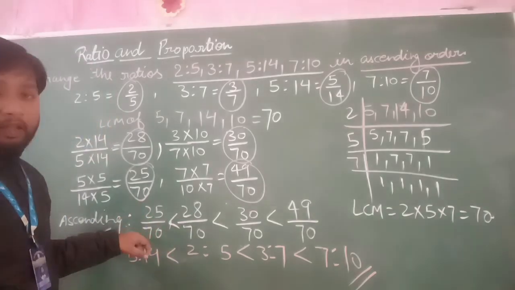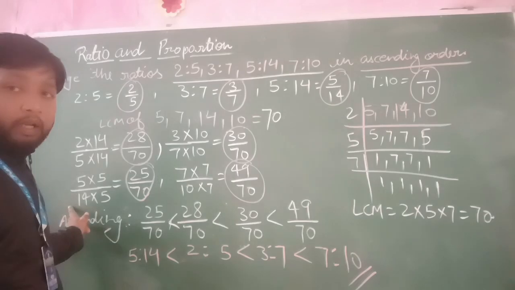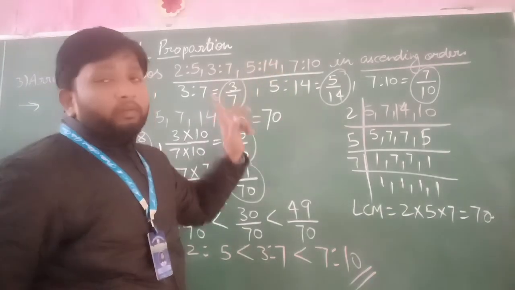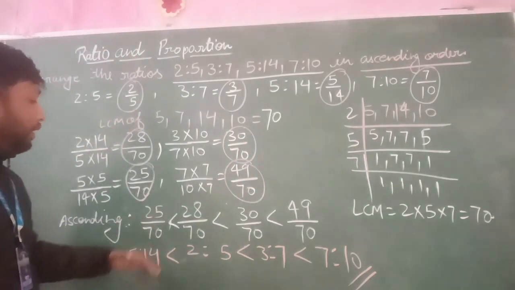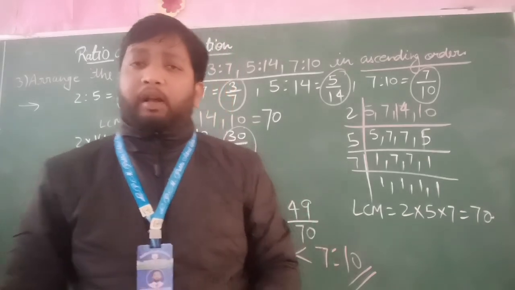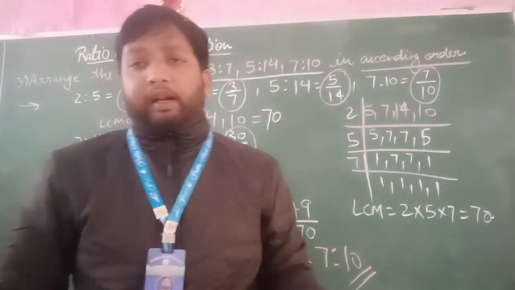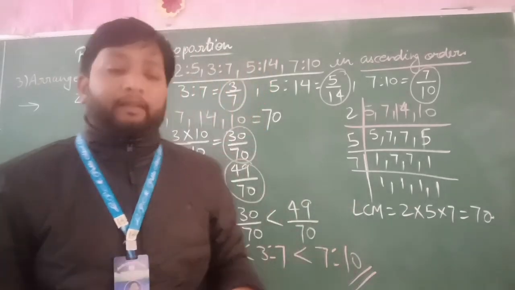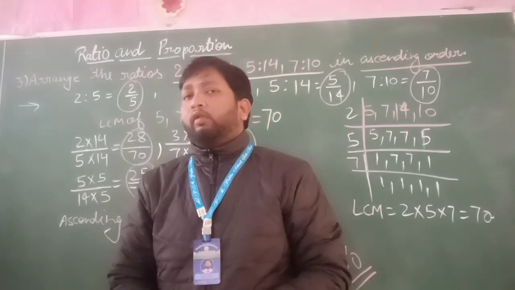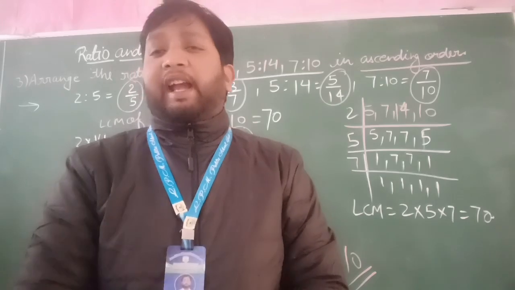But 25 upon 70 is nothing but the equivalent ratio of 5 upon 14, and 5 upon 14 is nothing but the ratio 5:14. So we will write all the fractions into ratio form, and that is how we write an equivalent ratio or any ratio in its ascending order and in descending order. This is the way to write ratios in ascending and descending order.